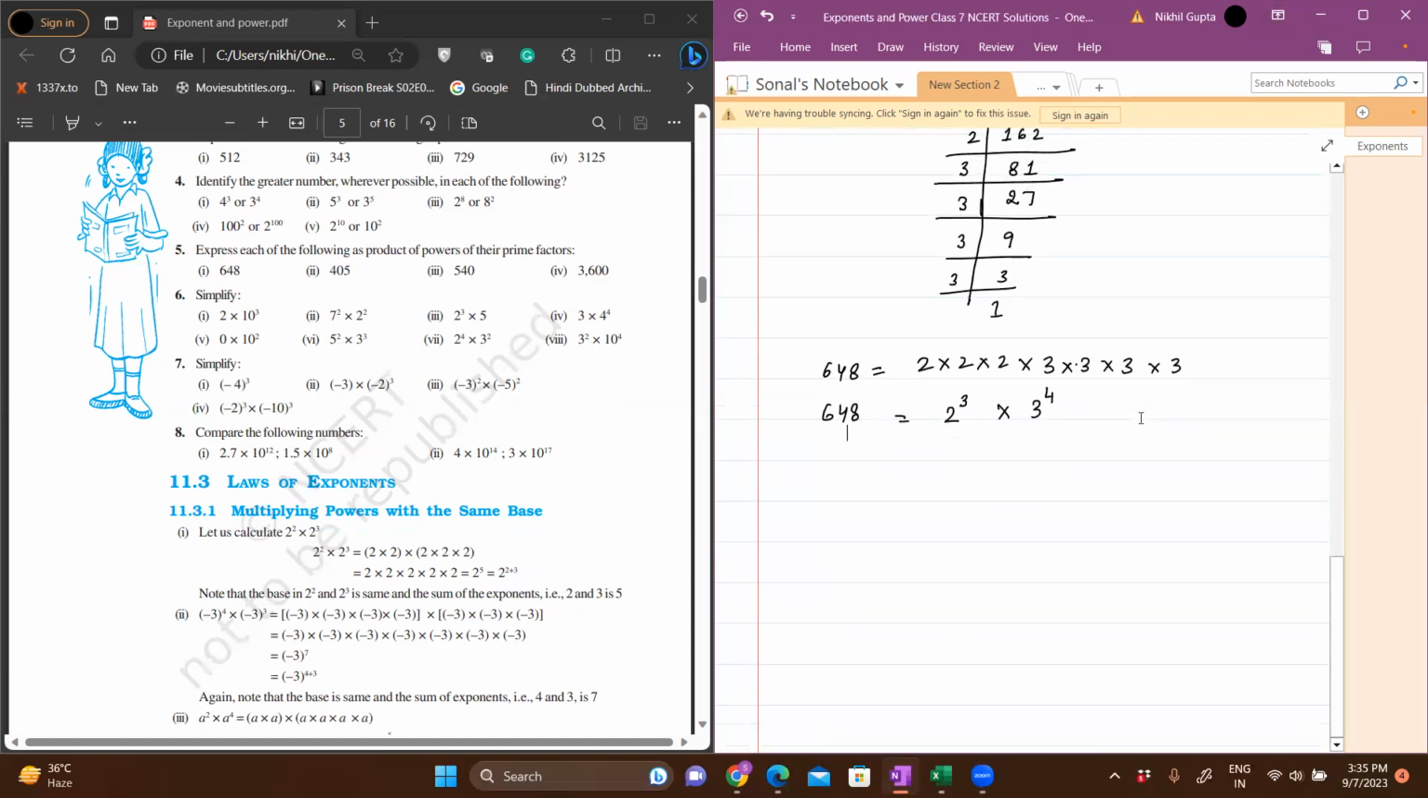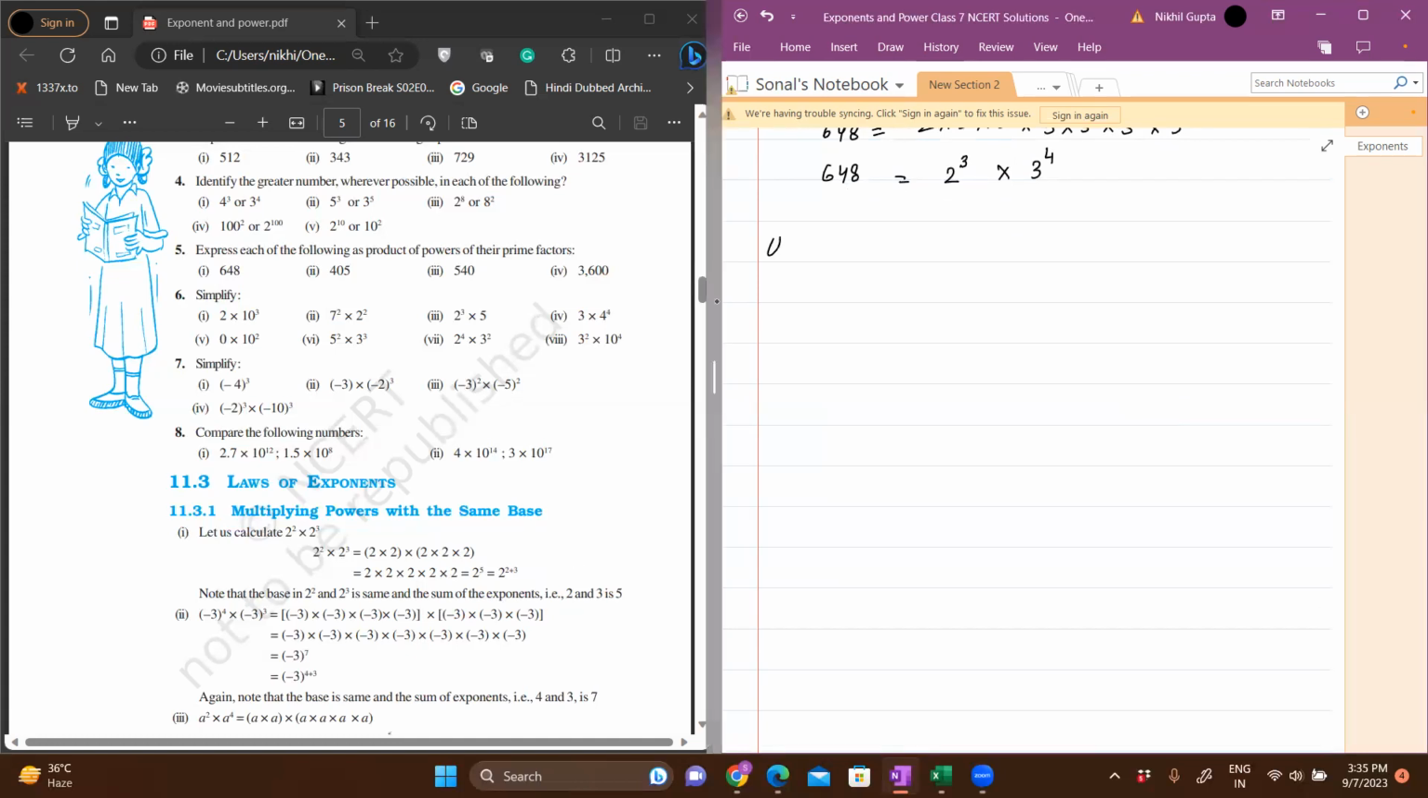Let's move on to question number 6. Now we talk about the simplification part. If I need to simplify the 8th part here, that is 3 to the power 2 multiplied by 10 to the power 4, we need to find the value. 3 to the power 2 is 9, 3 into 3 is 9, and 10 to the power 4 is 1 and 4 zeros. So ultimately the answer will be 9 and 4 zeros. That means 90,000 is the correct answer here.